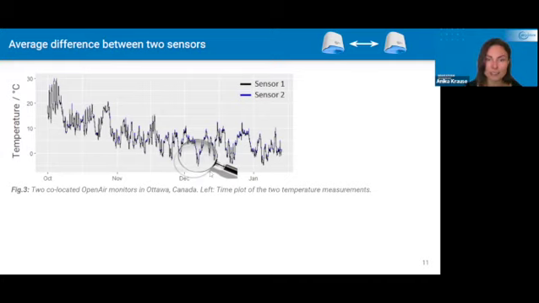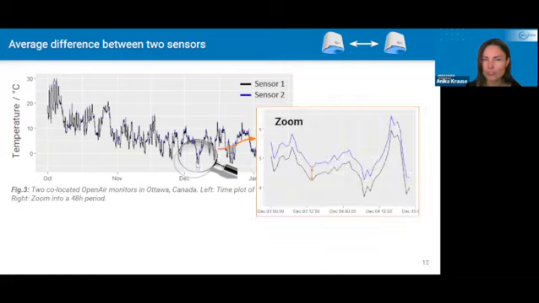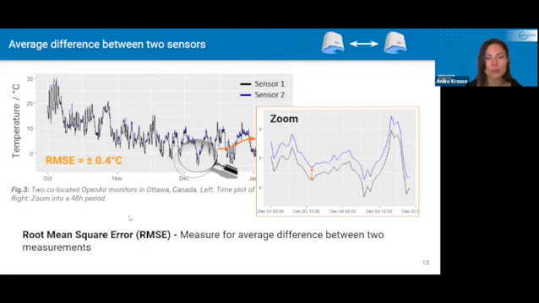Another way to look at it is to look at the actual difference between the two measurements. So if you zoom into this corner here, for example, you see that there's still a bit of a difference between the two measurements. And that can be described with the root mean square error between the two measurements. So it's basically the average difference between the two measurements here. And in this case, the root mean square error is 0.4 degrees. So on average, the difference was 0.4 degrees, which is pretty low. And actually, it's also a sign of a good agreement.